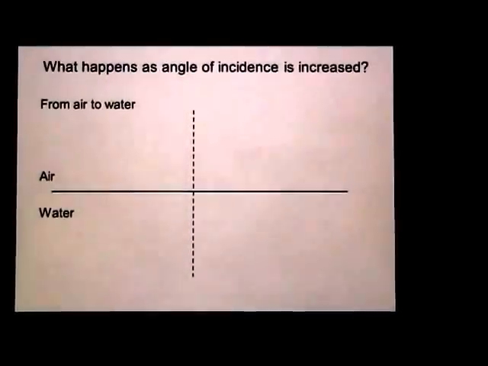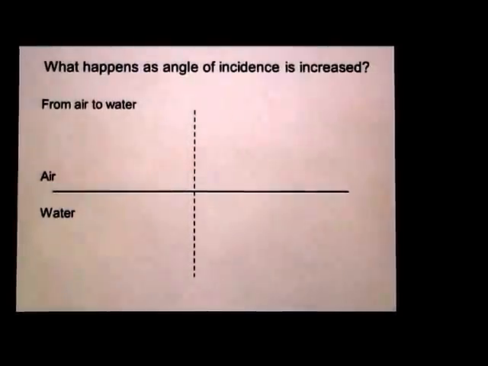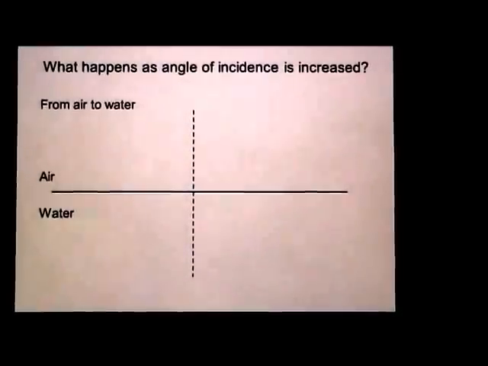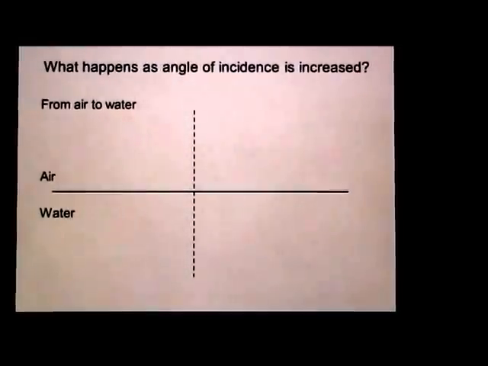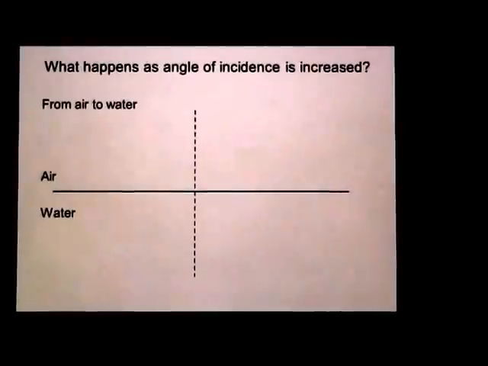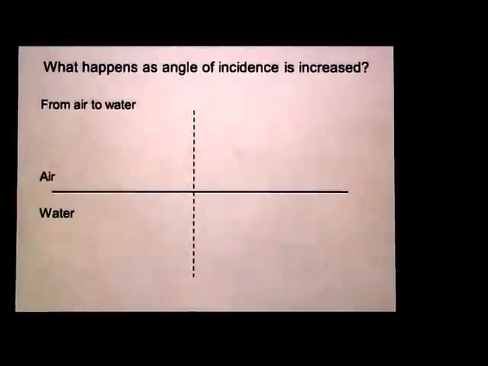I'm going to discuss what is critical angle as well as total internal reflection. But before that, let's look at what happens when the angle of incidence is increased when the light ray is moving from air to water, from a less dense medium to a denser medium.